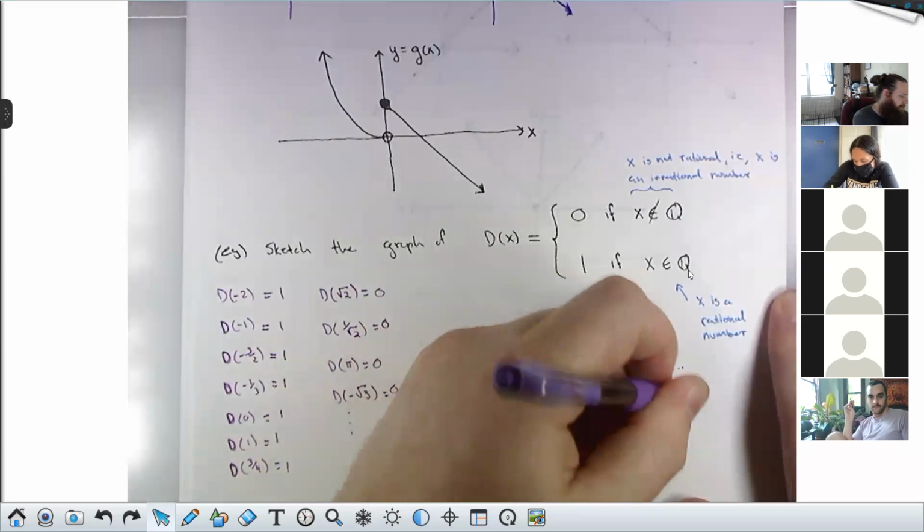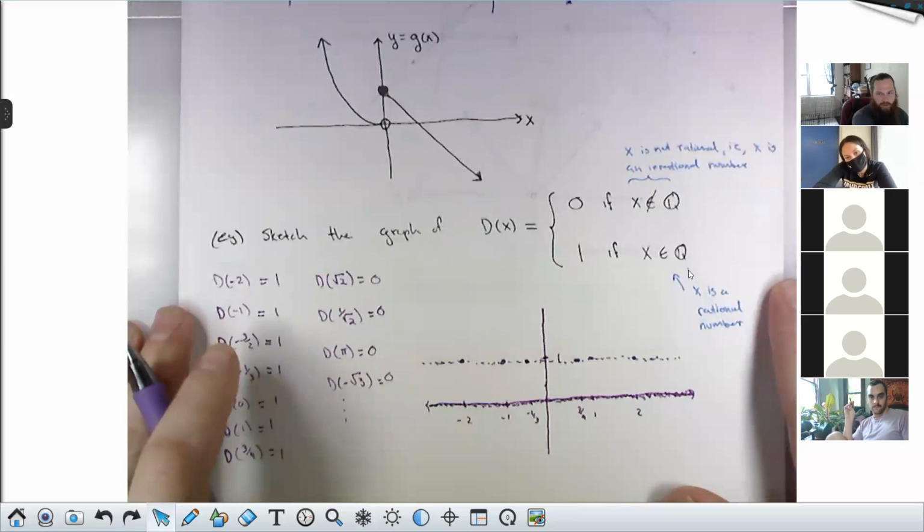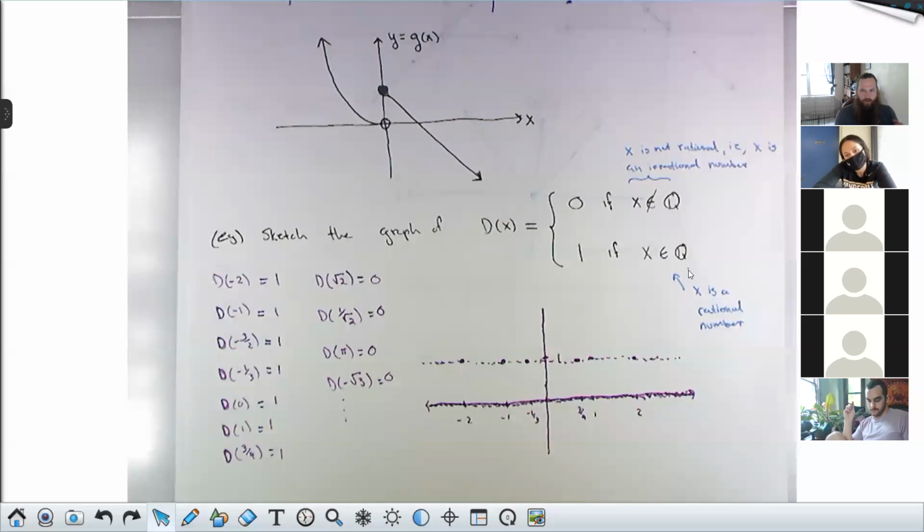This is hinting at a very weird reality of the real number system that we talked about a little bit on the first day, and that's that the rational and irrational numbers are both infinite sets. There's infinitely many rational numbers and there's infinitely many irrational numbers, but somehow there's more irrationals than there are rationals, and that's just a weird fact.